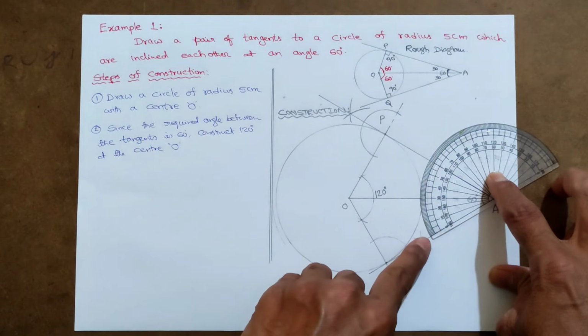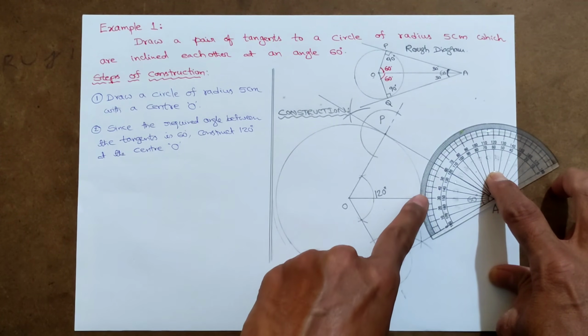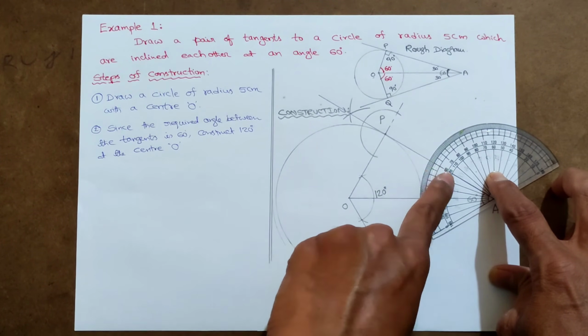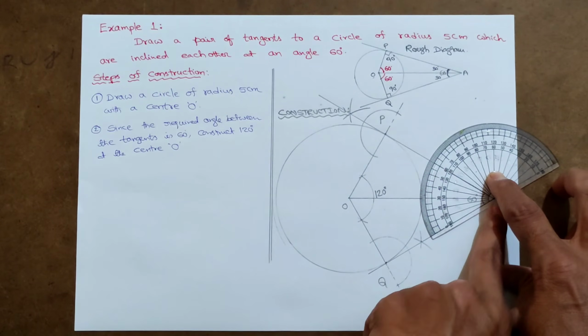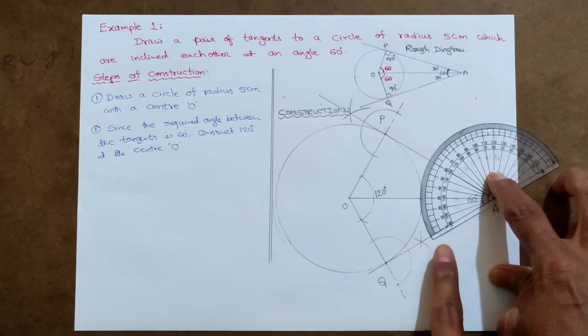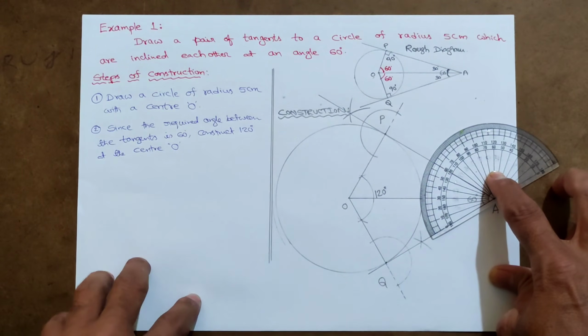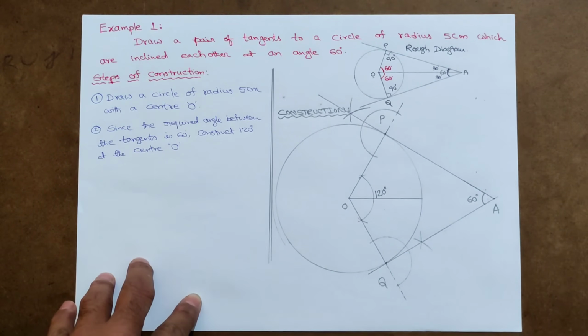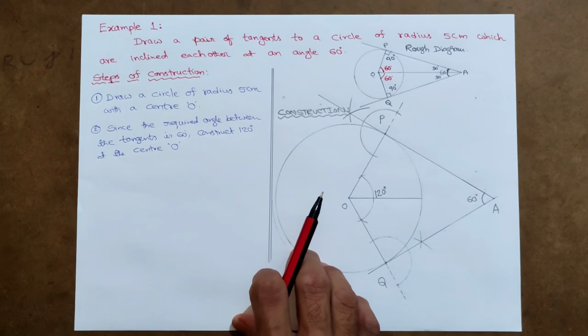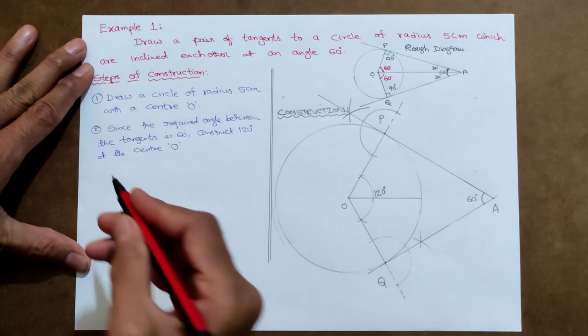Observe carefully. 0, 10, 20, 30, 40, 50, 60. Exactly 60. Hope you are watching carefully. It indicates 0, it indicates 60. So 60 degrees, right? So successfully we have completed the construction. So let us complete it by writing the steps of construction.